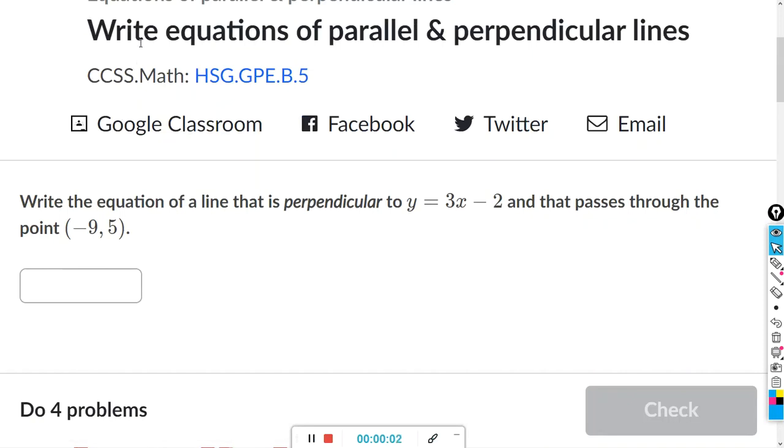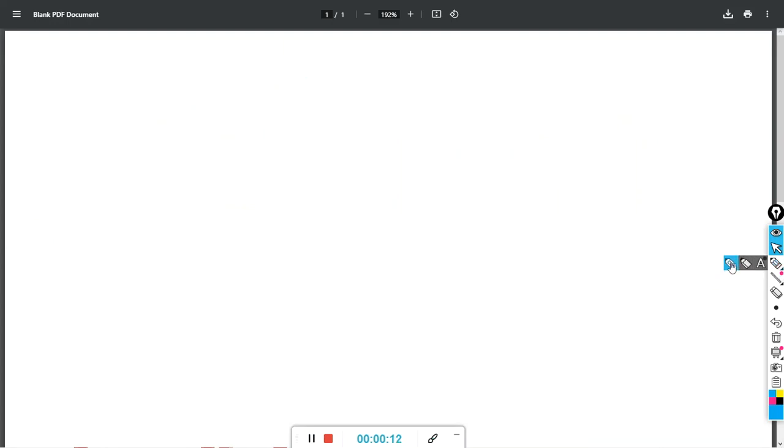This will be for the assignment, write equations of parallel and perpendicular lines. Okay, before we start, I'd like to take some notes. Alright, so for parallel lines, they have the same slope.